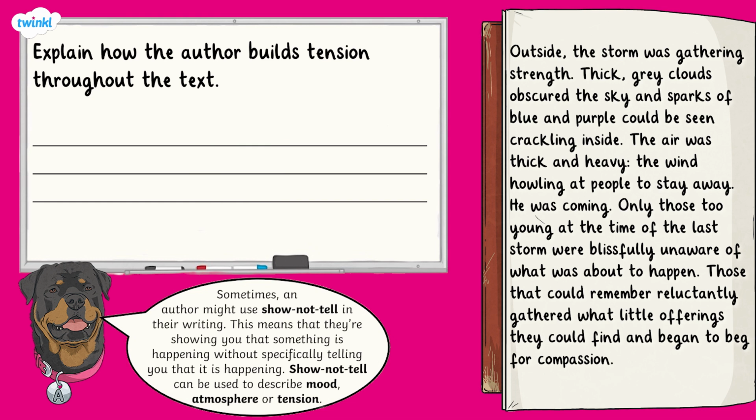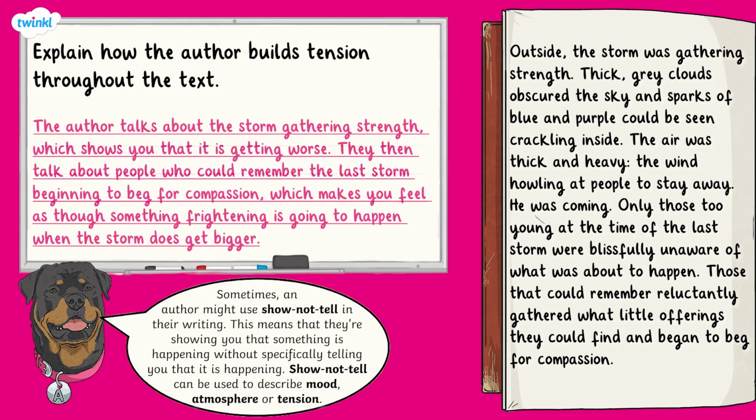What do you think? How does the author use the description to build tension? This question is subjective, so you may have a different answer to the example answer. Subjective means based on your own ideas or opinions. The example answer says that the author talks about the storm gathering strength, which shows you that it is getting worse. They then talk about people who could remember the last storm beginning to beg for compassion, which makes you feel as though something frightening is going to happen when the storm does get bigger.